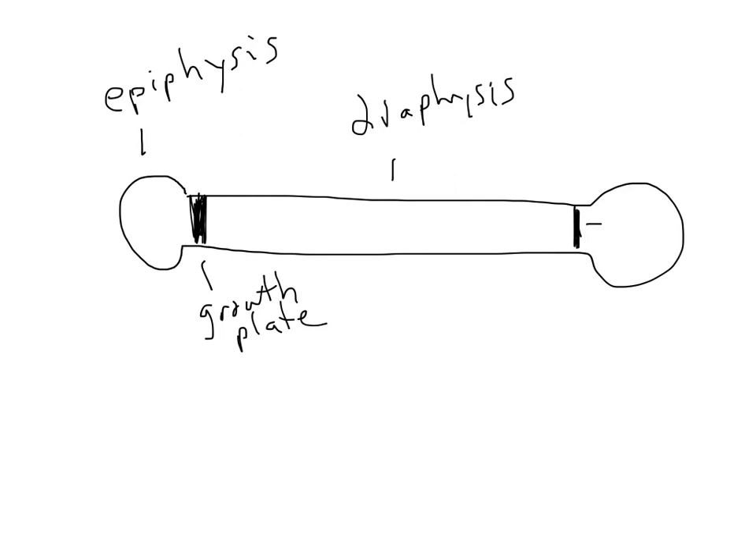When the bone grows, the diaphysis pushes away from the epiphysis, extending the bone from the inside out. Recall that the diaphysis is made of compact bone surrounding a yellow bone marrow, and the epiphysis consists of spongy bone surrounding red marrow.